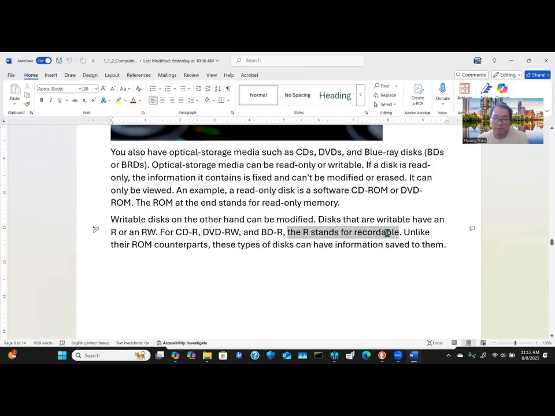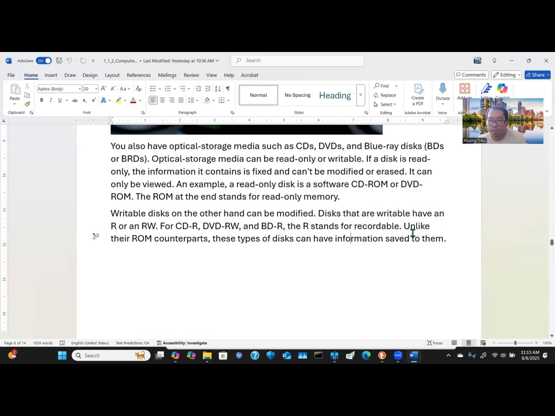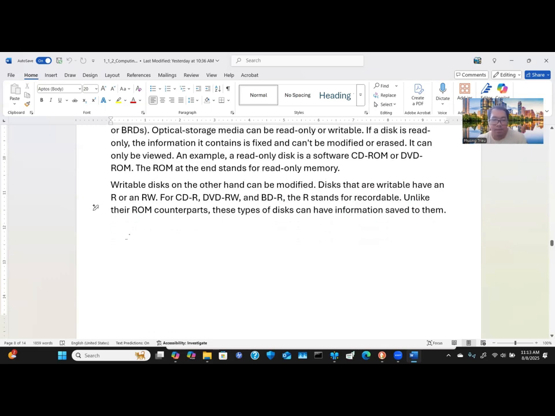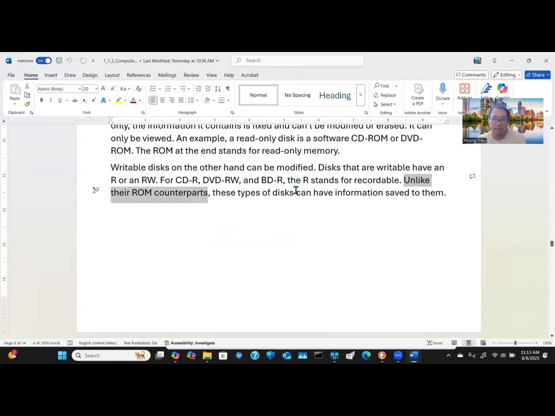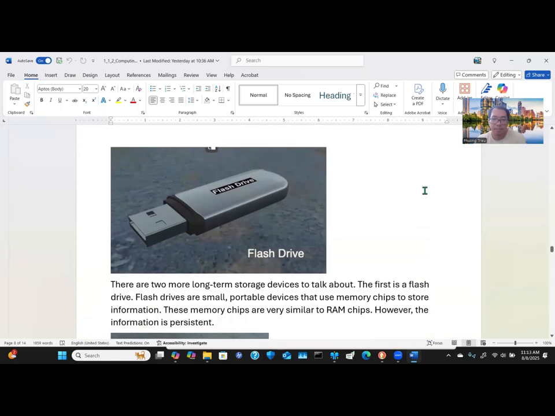The R stands for recordable. Oh man, I was wrong. So here we can say CD recordable, DVD recordable and rewritable, and Blu-ray discs are recordable. Unlike the ROM counterparts, these types of discs can have information saved to them.